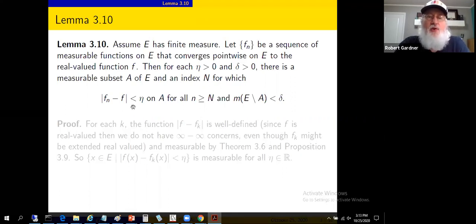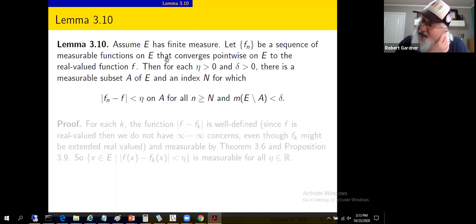So crudely put, we're getting uniform convergence nearly everywhere on set E. This holds on set A. Set A is not all of set E. The sequence of functions are defined on set E. The limit function is defined on set E. Set E is the domain of all these functions. Yeah, we're not getting this behavior on all of set E. We're getting it on set A, and set A is close to set E in this sense. The measure of E set minus A is less than delta for all eta and for all delta.